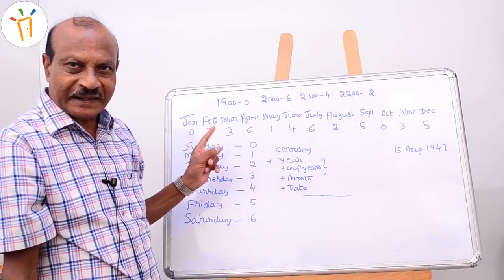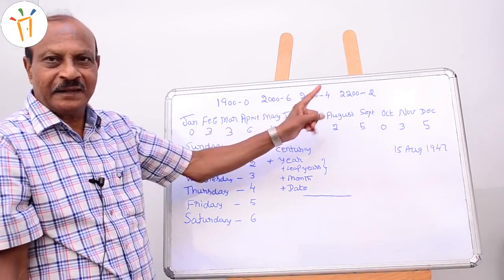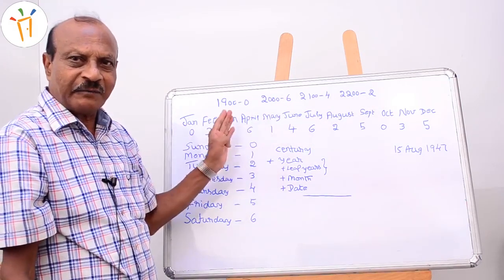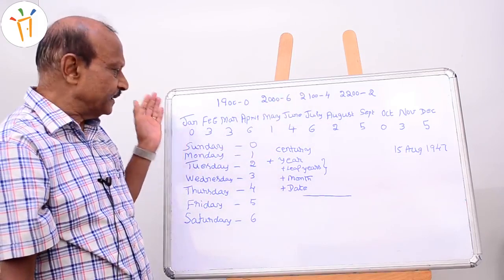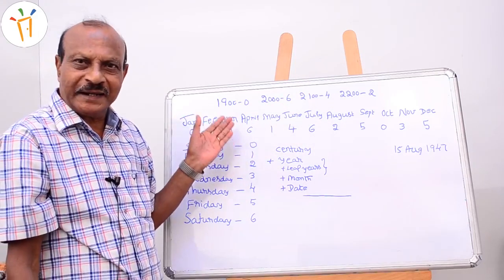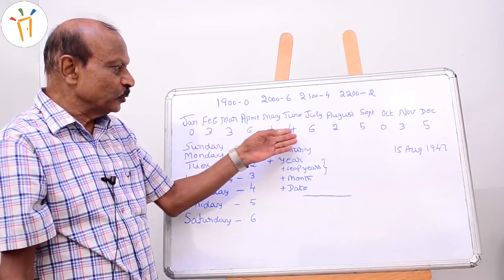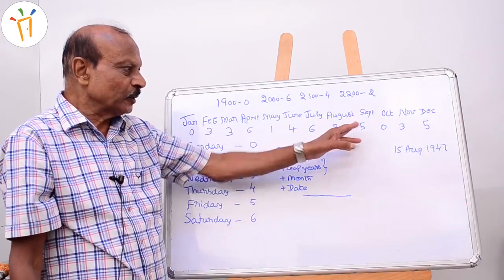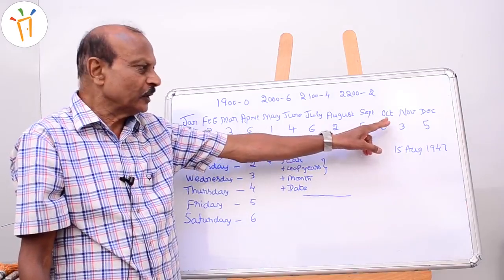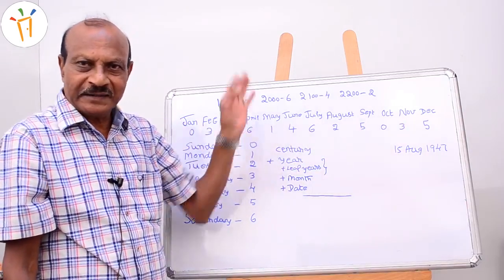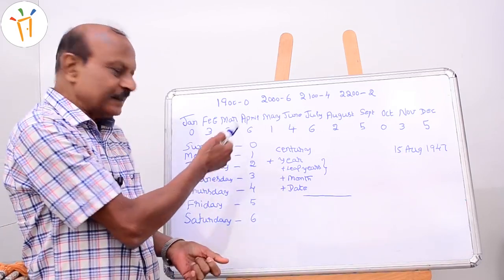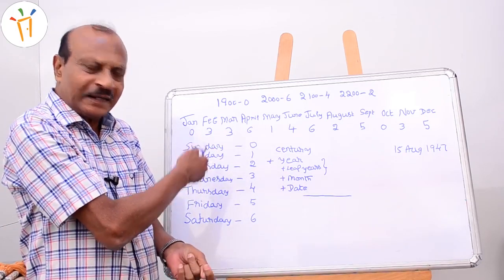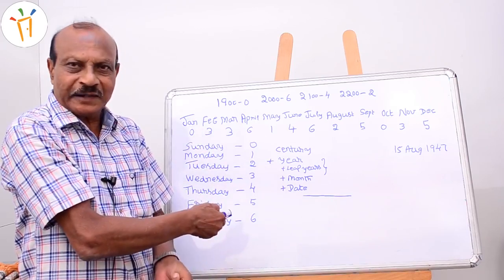Just like that, I have given the code numbers for months. You can see on the board: January, February, March, April. For every month, I have given the code numbers. January 0, February 3, March 3, April 6, May 1, June 4, July 6, August 2, September 5, October 0, November 3, December 5. And Sunday is 0, Monday is 1, just like that up to Saturday I have given the code numbers.